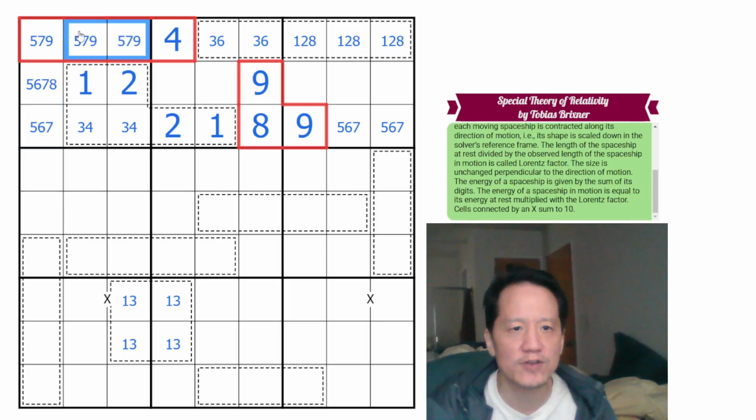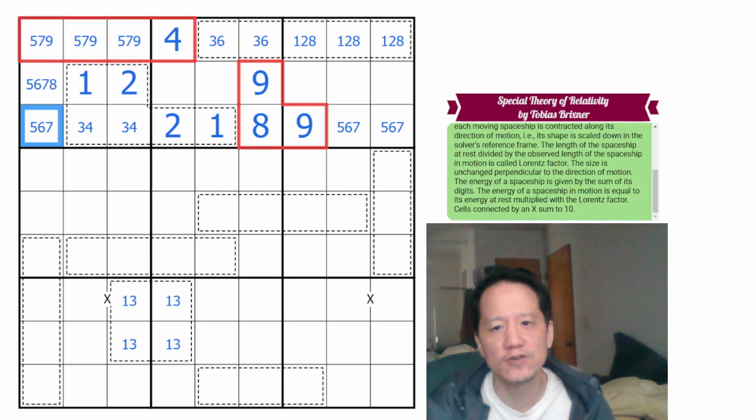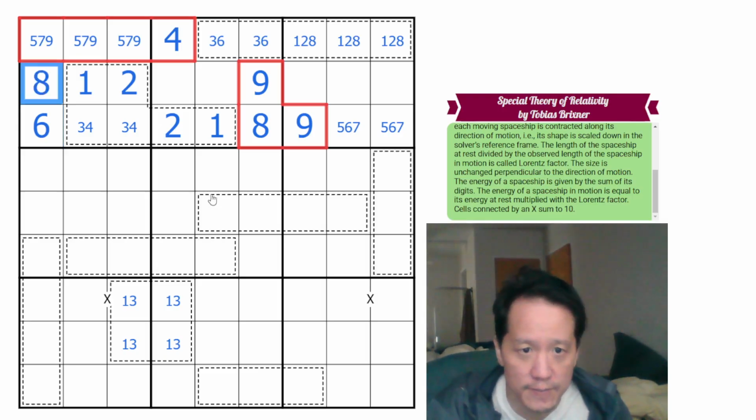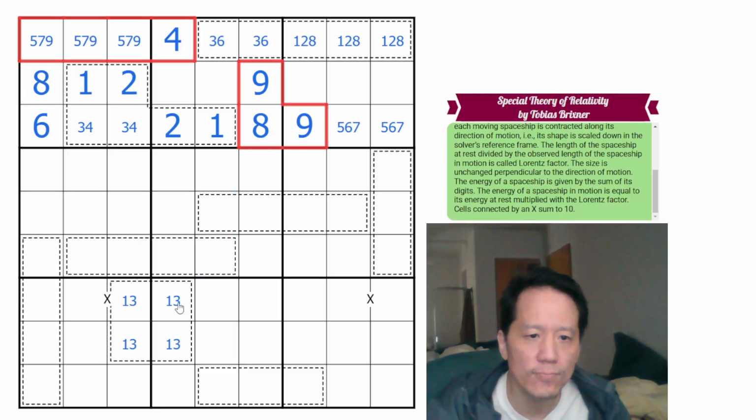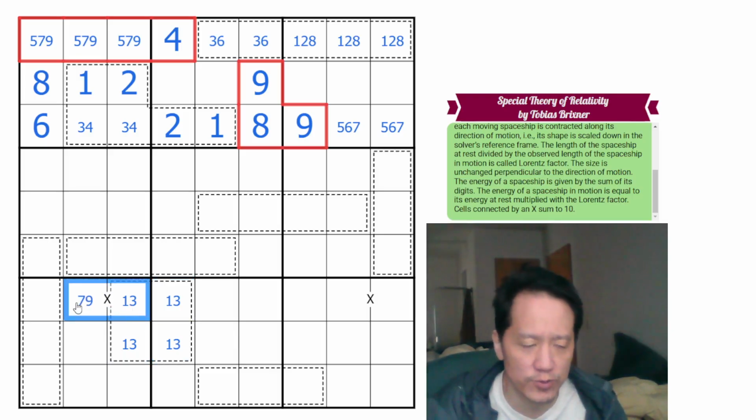And 5, 7, 9 is eliminated from the rest of box 1 because we have a 5, 7, 9 triplet. This can't be 5 or 7, so this must be 6. This can't be 5, 6, or 7 anymore, so this must be 8. We don't know which way this goes. So this is 7 or 9 because it adds up with 1 and 3 to add up to 10.